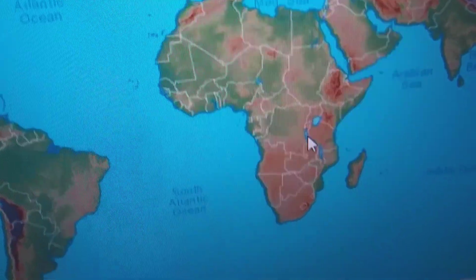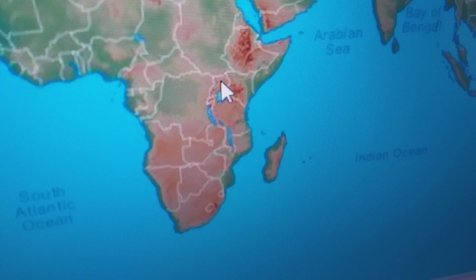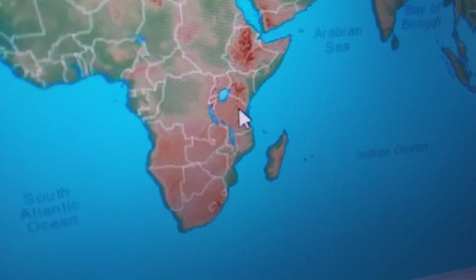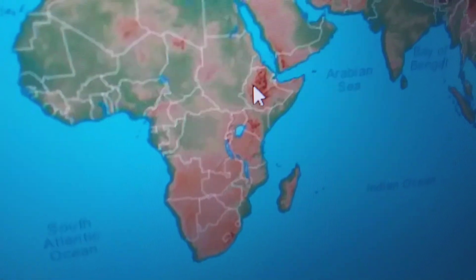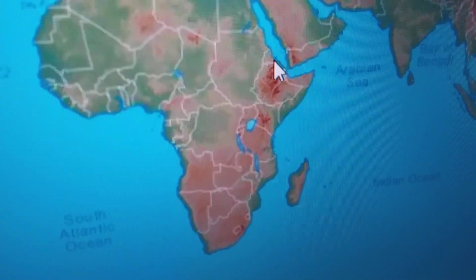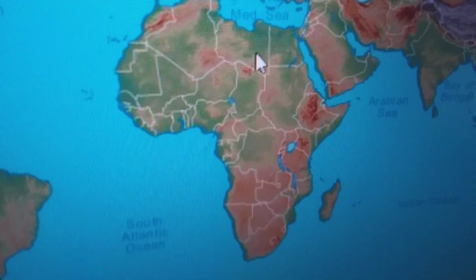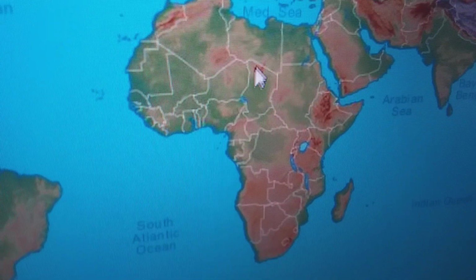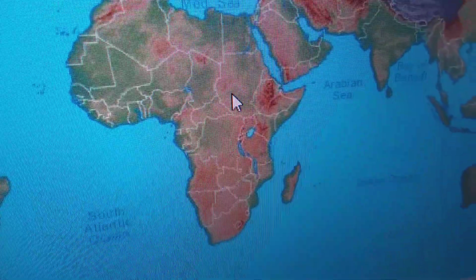If you see here on the Sudan map to East Africa, this is Uganda, this is DRC, this is Tanzania, this is Kenya, this is Somalia, this is Ethiopia, then Eritrea, this is Saudi Arabia, and then this is Egypt, this is Libya, and then this Chad, and then this Central Africa, and this is Sudan, okay.